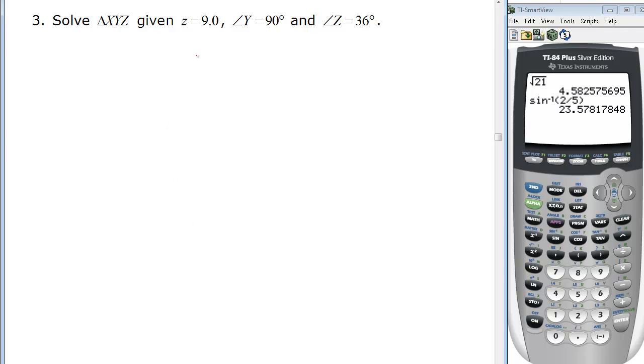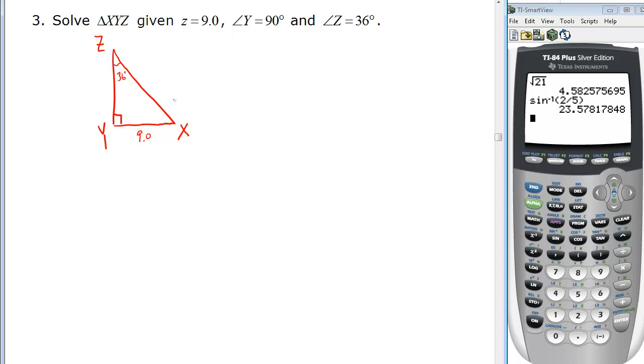Solve triangle XYZ given side z, angle Z, and angle Y. So again, we draw the triangle, put in the right angle. We're told that that's Y, so this is Y. The other ones don't matter, so let's say Z and X. And we know this is 36 degrees, and we know side z, so this one over here, is 9.0.